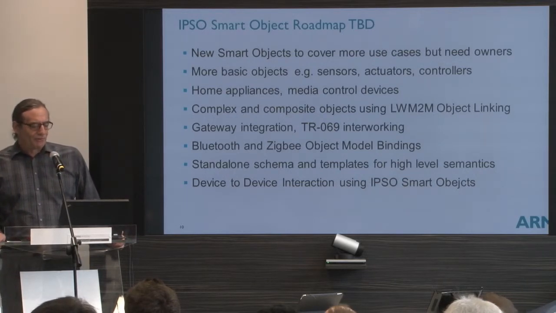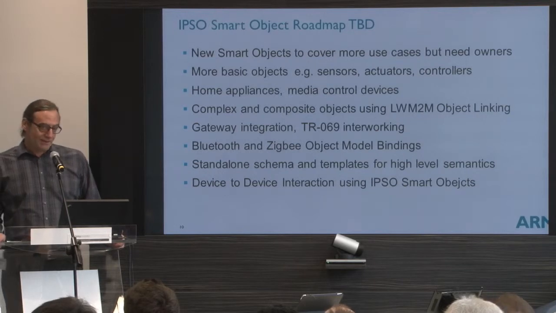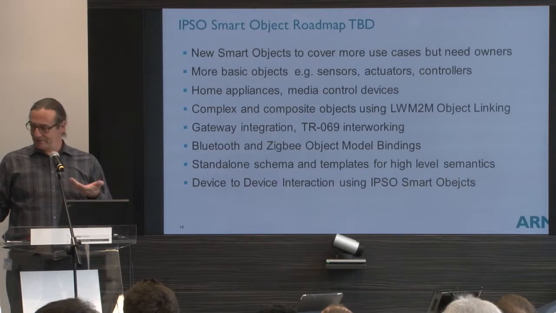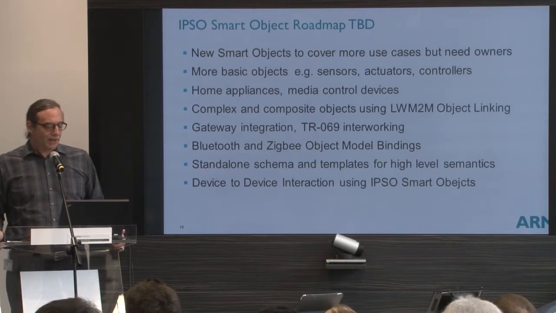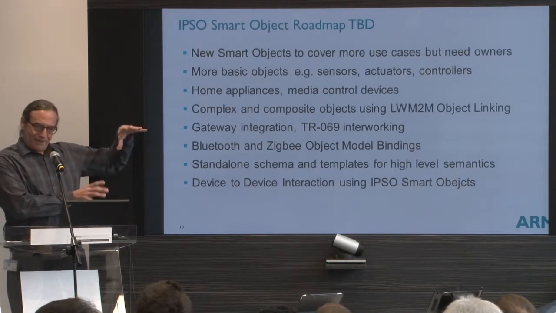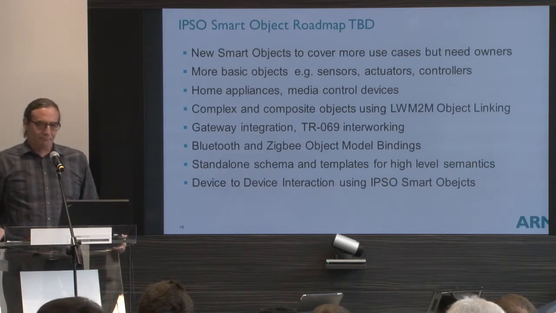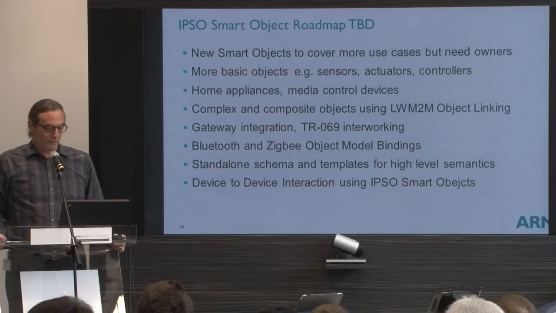So what we're looking at is building complex composite objects using object linking, which is a new feature in lightweight M2M that's just being proposed. The idea is to take a set of basic objects and compose a complex object out of those, for the most part.